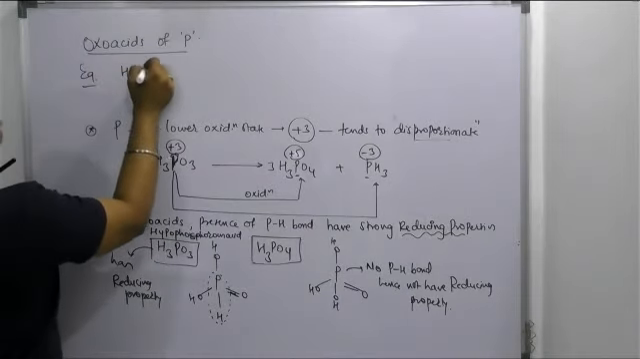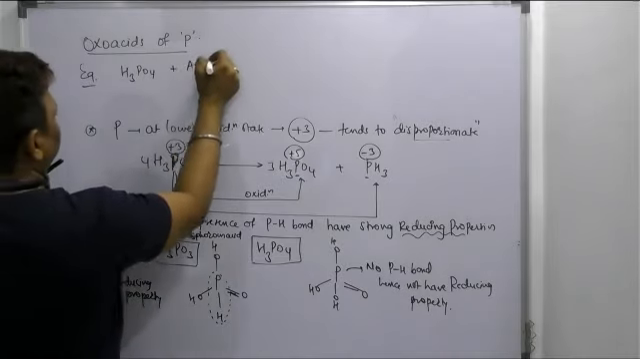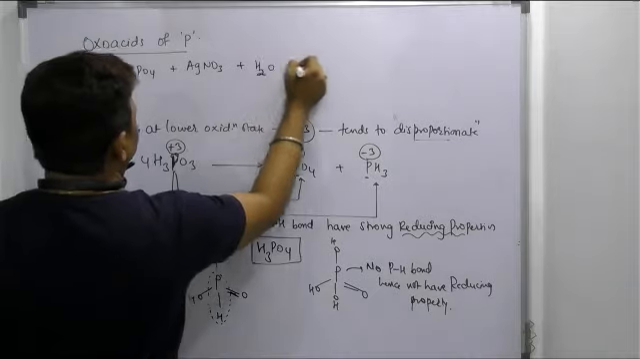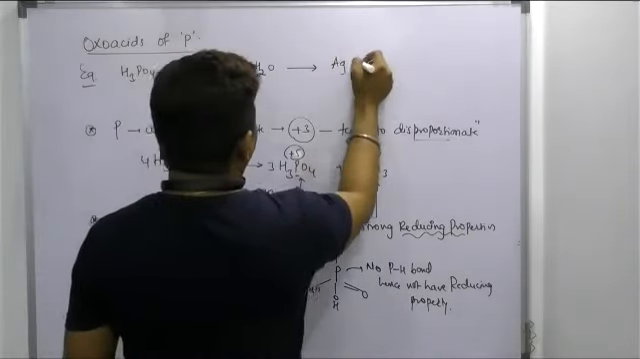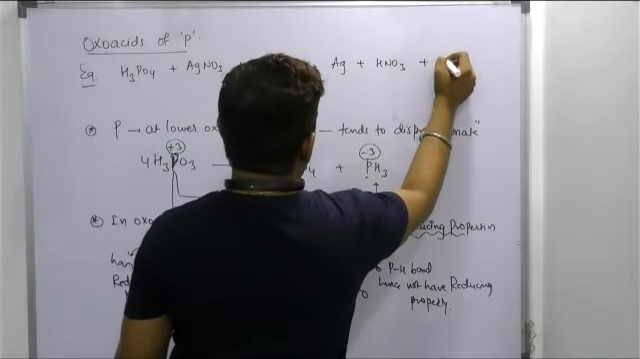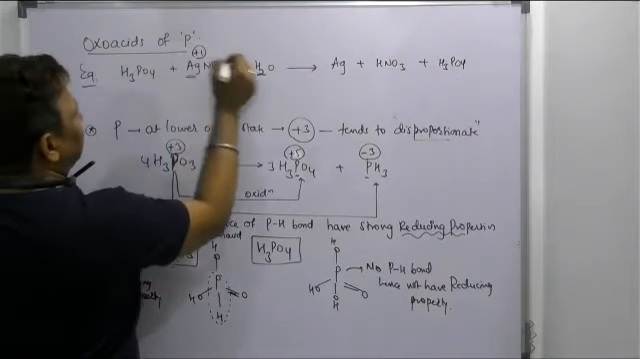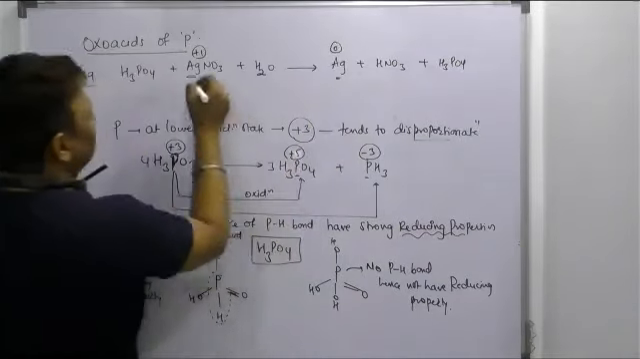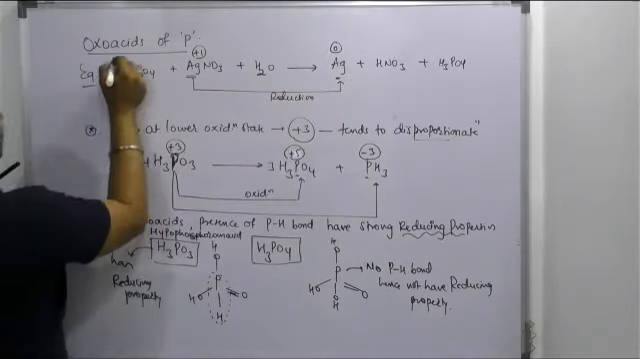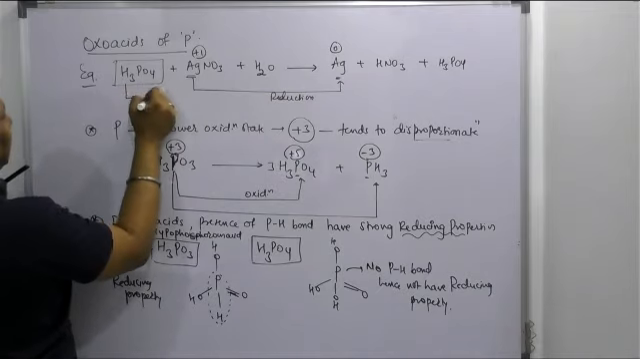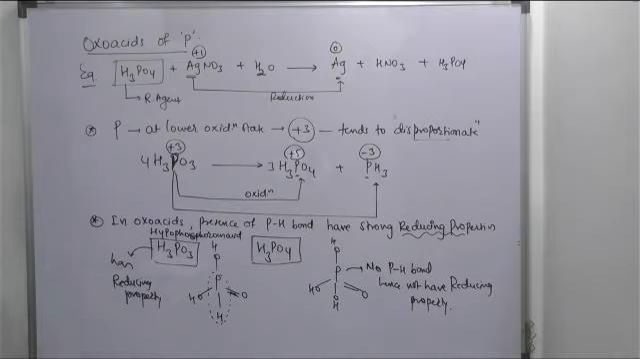H3PO3 has a tendency to reduce silver nitrate, because silver nitrate is in aqueous solution, in the presence of water. It reduces silver nitrate to silver, with formation of nitric acid. The remaining H3PO3 becomes H3PO4. Silver's oxidation state is +1, and in the solid state its oxidation state becomes 0. So +1 to 0, it undergoes reduction. So H3PO3 acts as a reducing agent, and it reduces silver nitrate to silver. Is it clear? Very good.